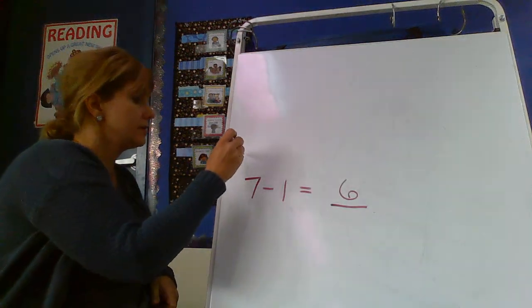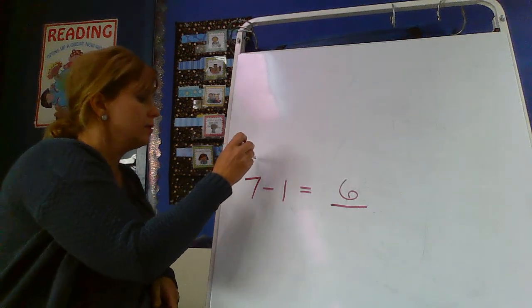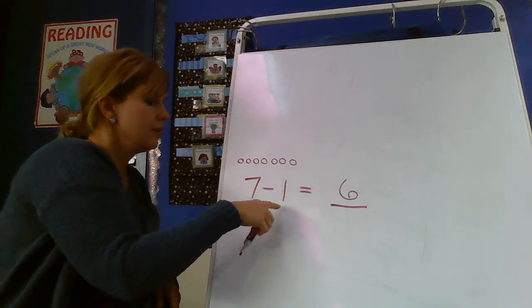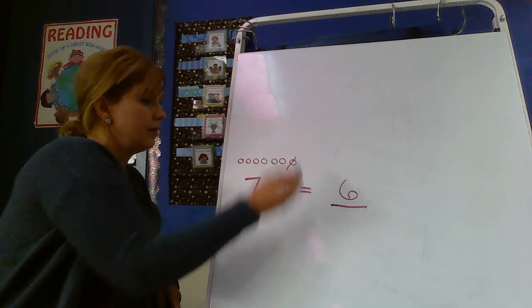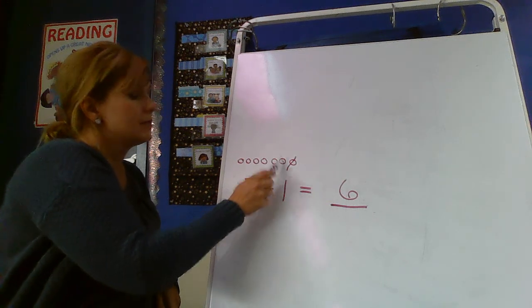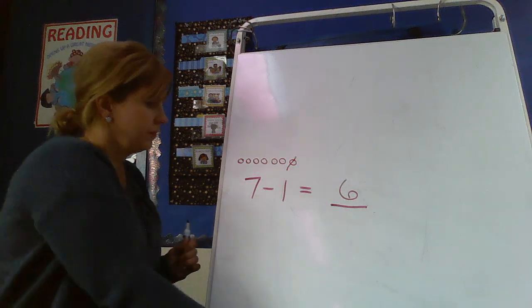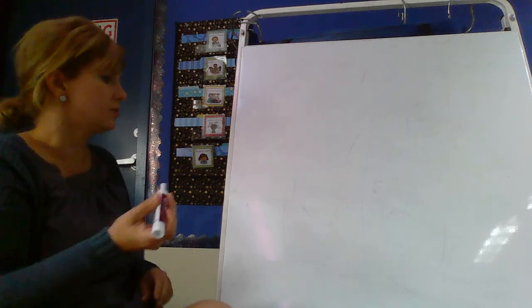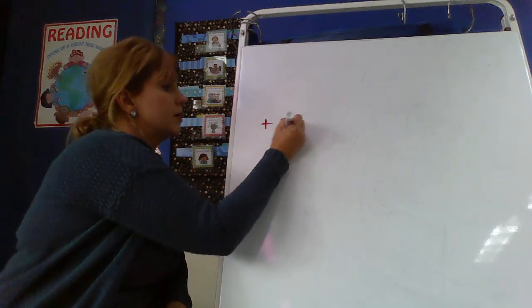I'm going to double check that with a quick circle drawing. I'm going to start with 7. 1, 2, 3, 4, 5, 6, 7. I'm going to take away 1, and I should have 6 left. 1, 2, 3, 4, 5, 6. Yes, it worked.